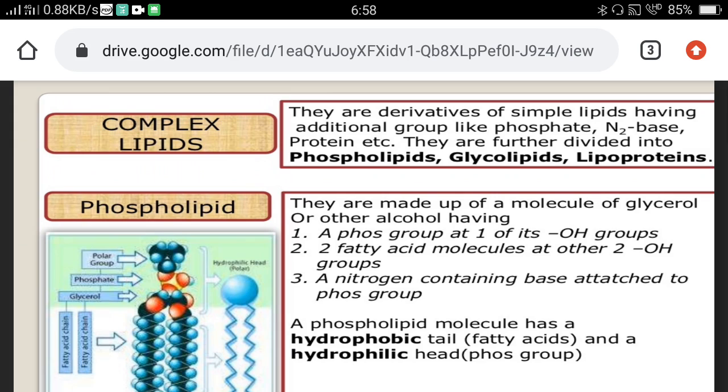Phospholipids. They are made up of a molecule of glycerol or other alcohol having a phospho group at one of its OH groups, two fatty acid molecules at the other two OH groups, and a nitrogen containing base attached to the phosphate group. A phospholipid molecule has a hydrophobic tail, that is the fatty acids, and a hydrophilic head. Hydrophobic means which repel water, and hydrophilic which love water.